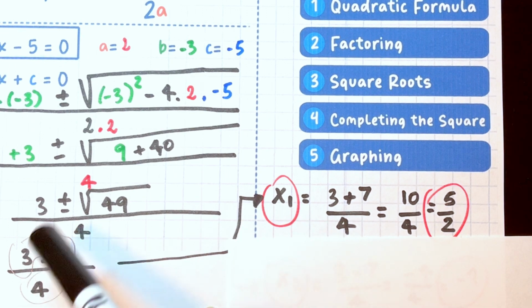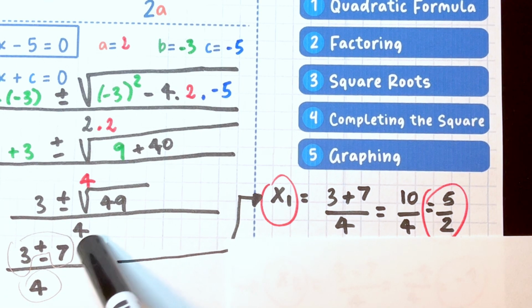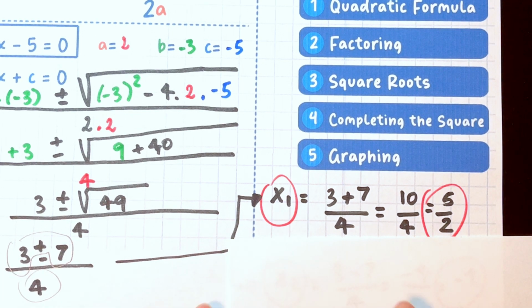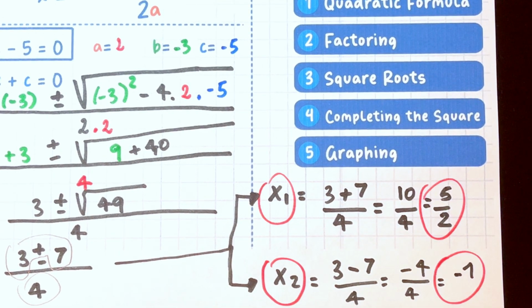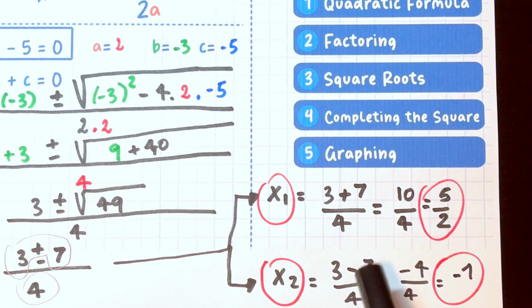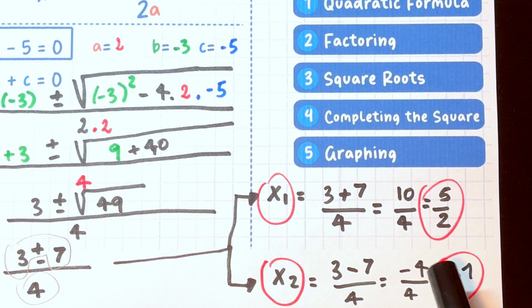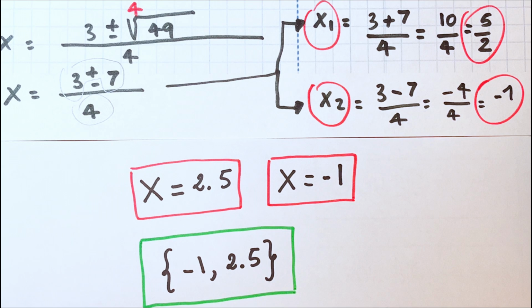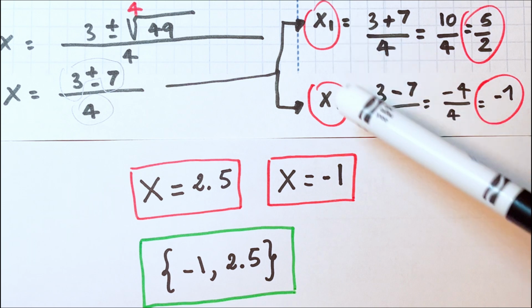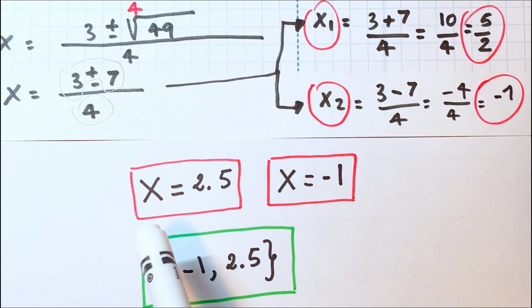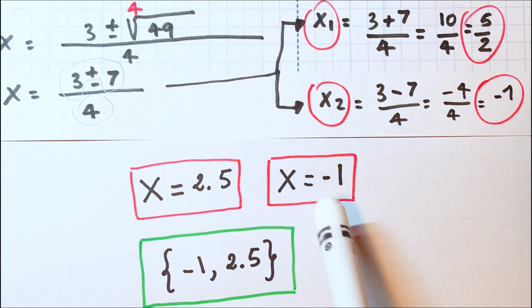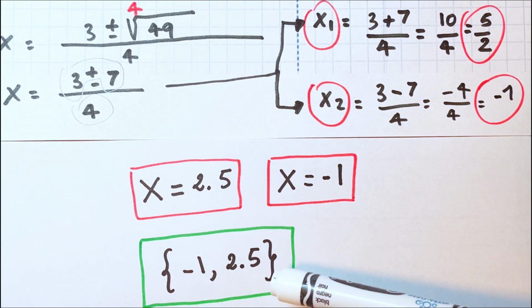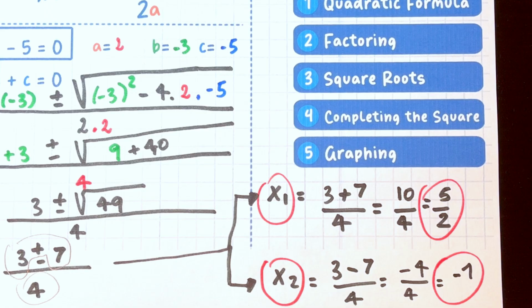Now my x2 is going to be 3 minus 7 divided by 4. We are doing the subtraction, which is 3 minus 7 divided by 4, which is negative 4. Negative 4 divided by 4 is negative 1. So we use x1 and x2 to show that we have two solutions. But in reality, you don't need to indicate the 1 and the 2. You can just write the answer as x equals 2.5, x equals negative 1. And if you want to write it as a solution set, you're going to use the brackets. All right? It's easy, right?